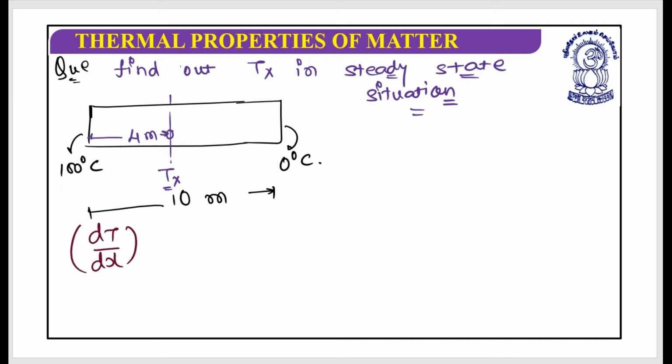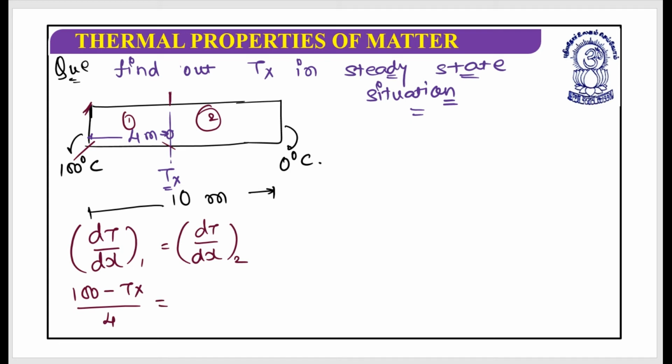So what I can do, dT by dx of 1 is equals to dT by dx of 2. This is the first segment, this is the second segment. dT by dx of first segment is 100 minus Tx divided by this length, which is 4, that should be equals to Tx minus 0 divided by this length, which is 6 meter, because total length is 10 meter.